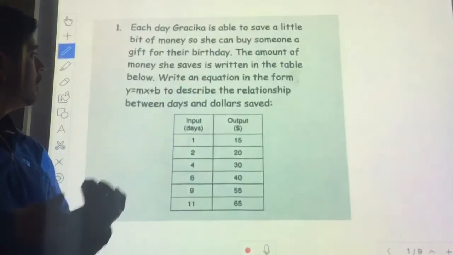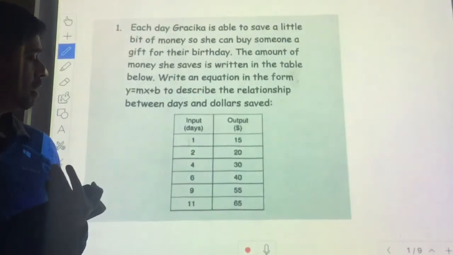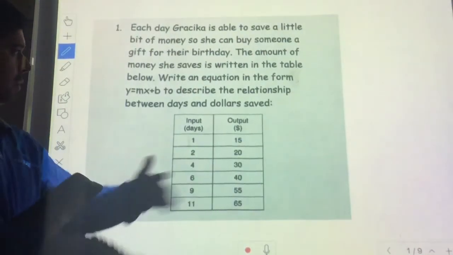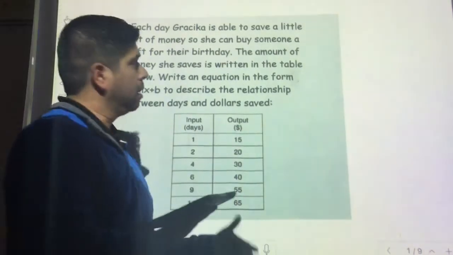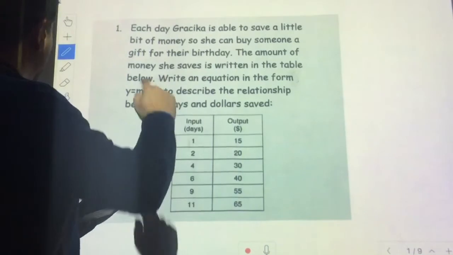Okay, so this is homework number 14. We'll go ahead and get started. Some of this stuff is now introducing some of the tables, finding slope from tables that we kind of introduced to you last week. So, let's just go ahead and jump into this.